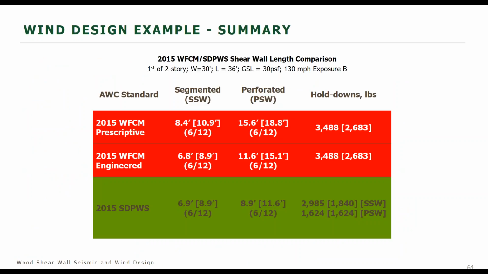So here is a summary of what our designs look like for our three different approaches. You'll see the numbers in the square brackets represent the values for the wall with no gypsum, and the values in the parentheses, the 6 and 12, represent the nail spacing. So for all of our walls, we were able to accommodate our loads with the same baseline design for our nail spacing, which is 6 inches at the edge and 12 inches in the field.